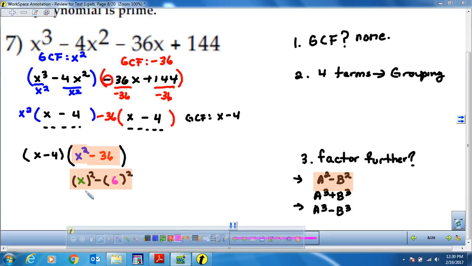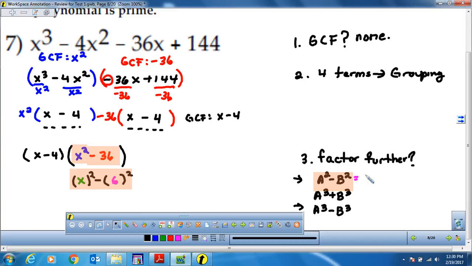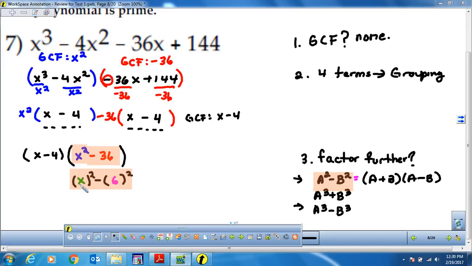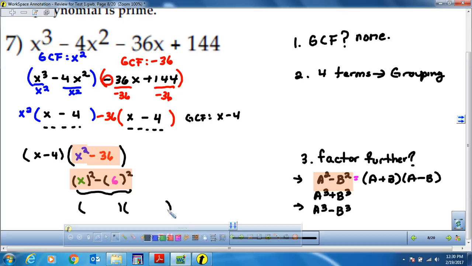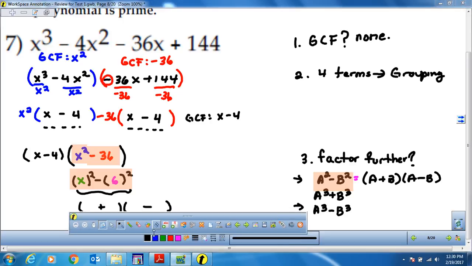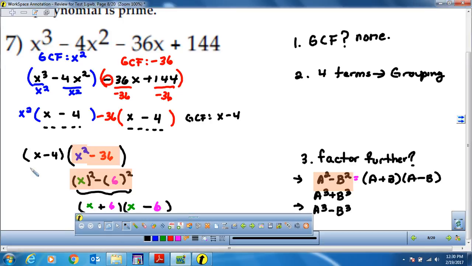That's what we see. A squared minus b squared equals a plus b times a minus b. Those are the factors in parentheses. So right here, we already know what a and b are. A is x and b is 6. This is a squared minus b squared. So since a is x and b is 6, we factor it into a plus b, which is x plus 6, and a minus b, which is x minus 6. And we just bring down the factor that we had in the front, which is x minus 4.